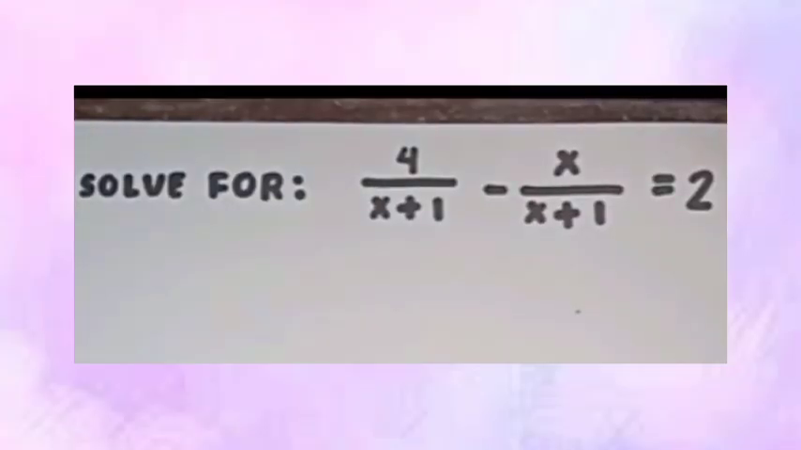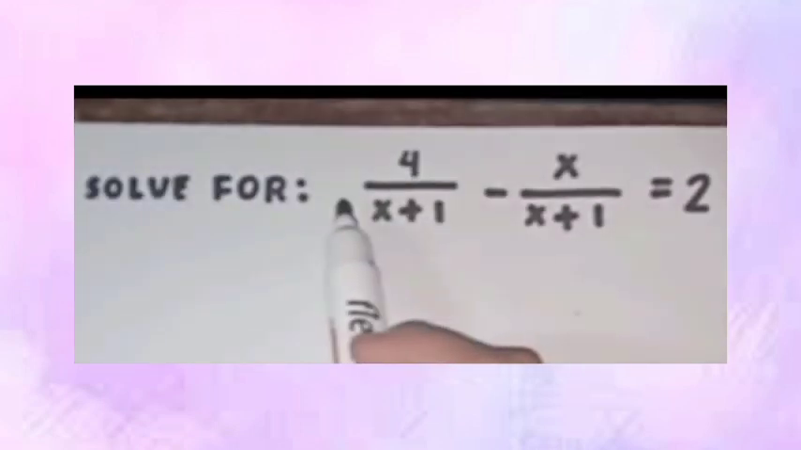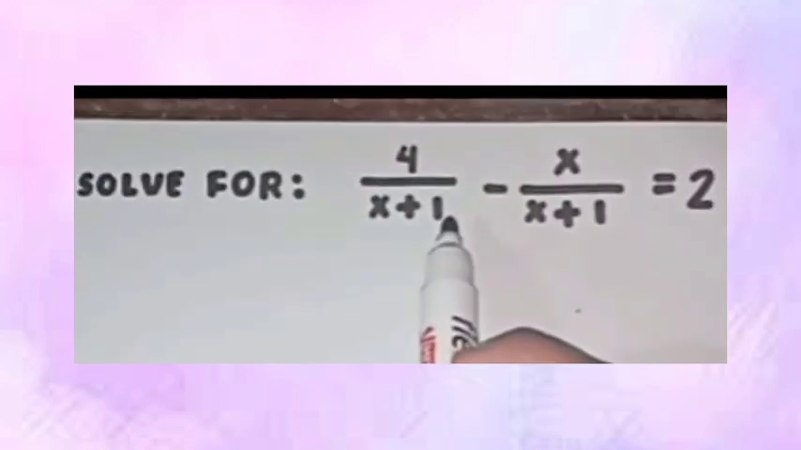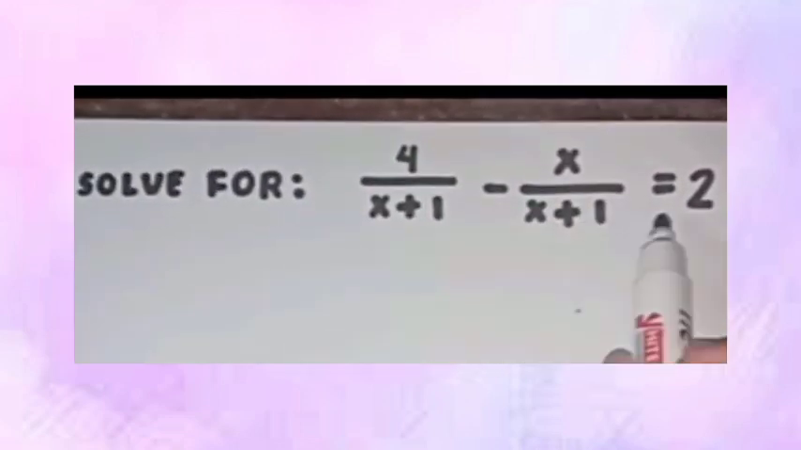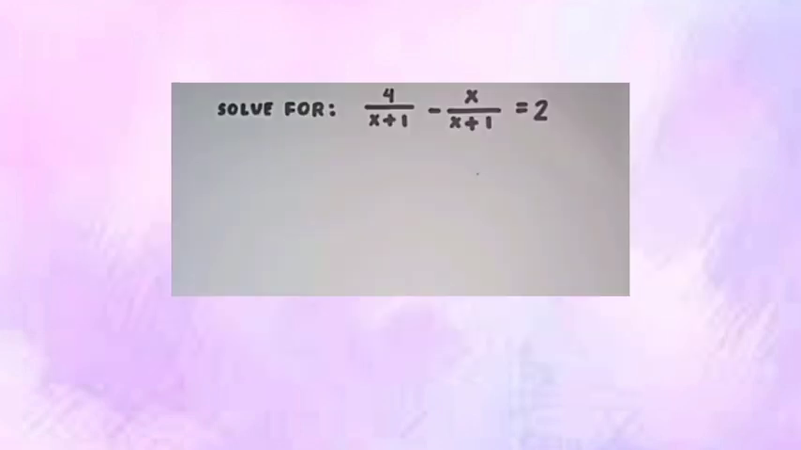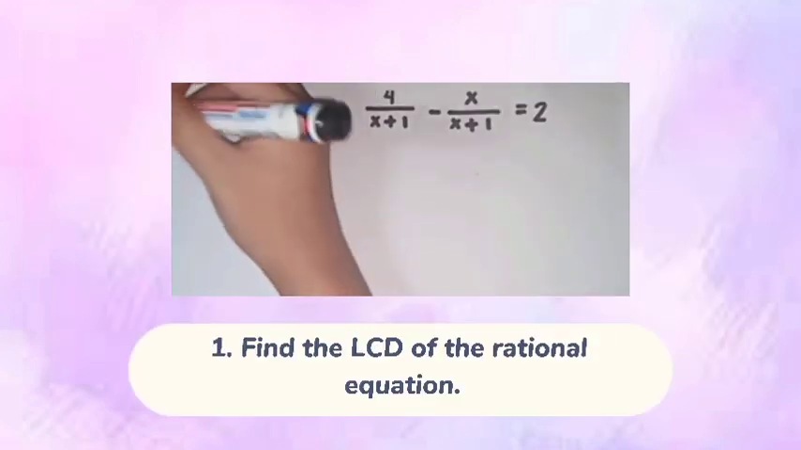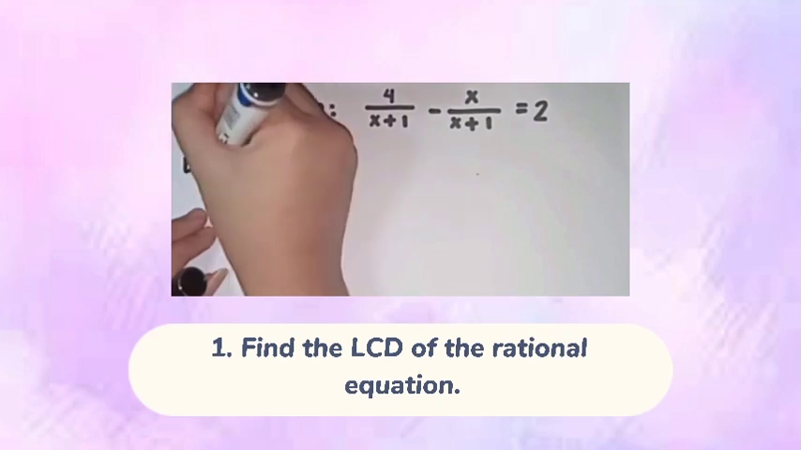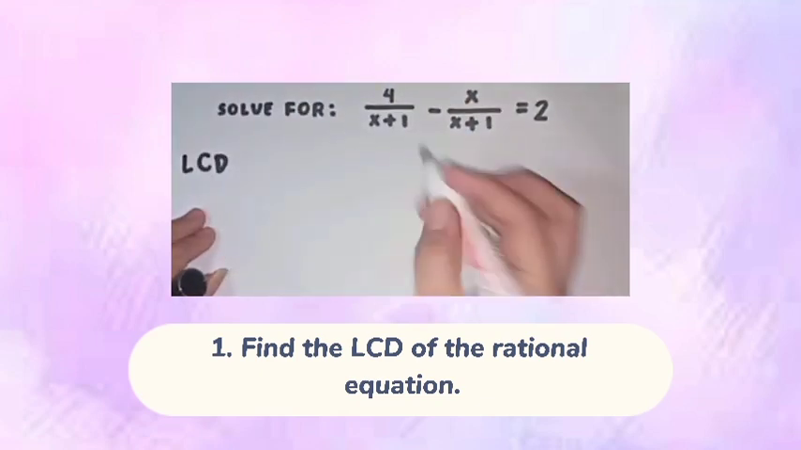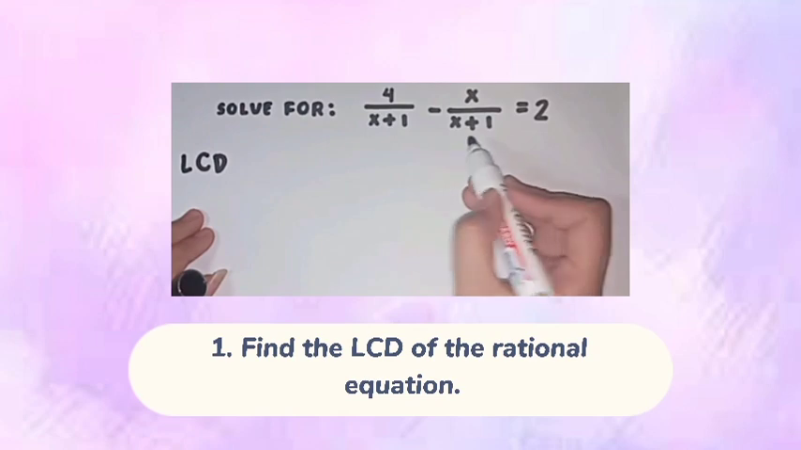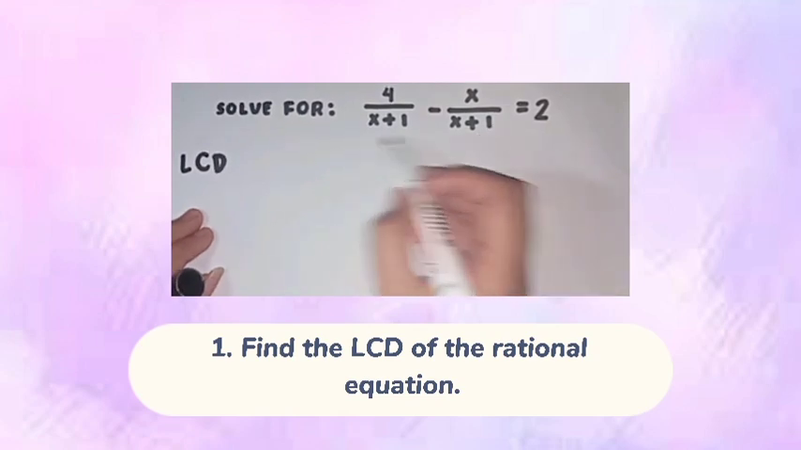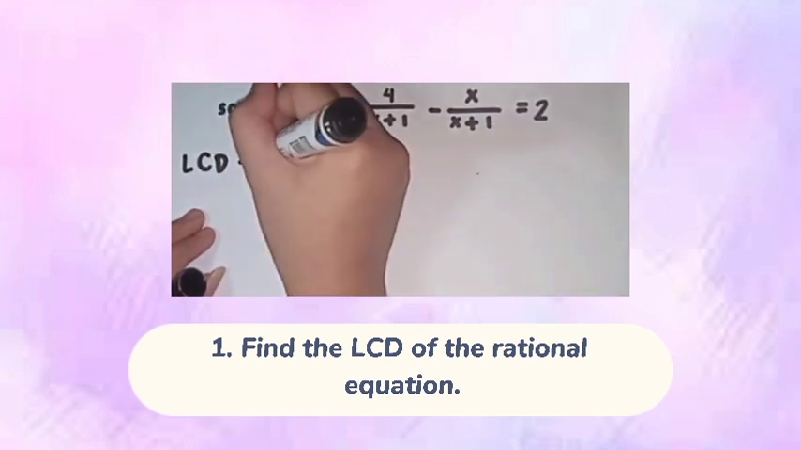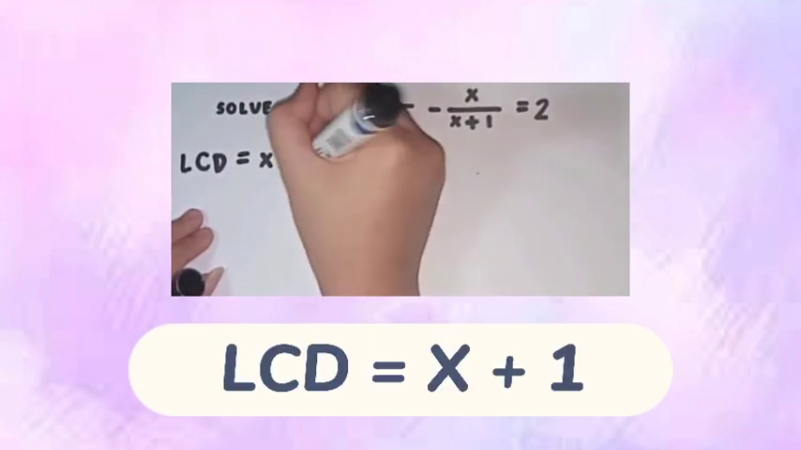For the first part of this video, we are going to solve rational equation. Here, we are going to solve for 4 over x plus 1 minus x over x plus 1 is equal to 2. The first step is to find the least common denominator or LCD of the rational equation. Since the denominator is similar, the LCD is simply x plus 1.